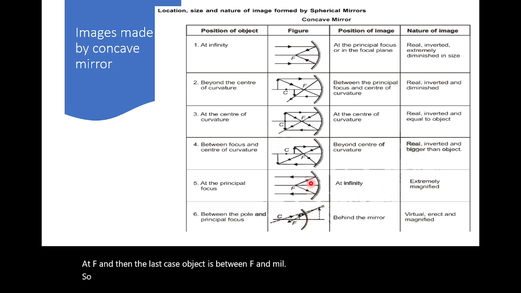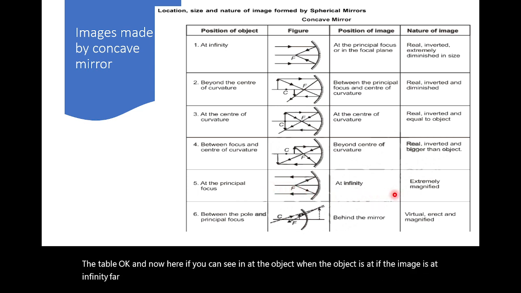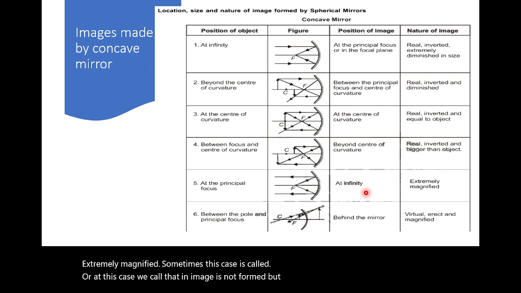So this is the table, okay. And now here if you can see, when the object is at F, the image is at infinity, far away, extremely magnified. Sometimes in this case we say that image is not formed, but actually image is formed but far away.